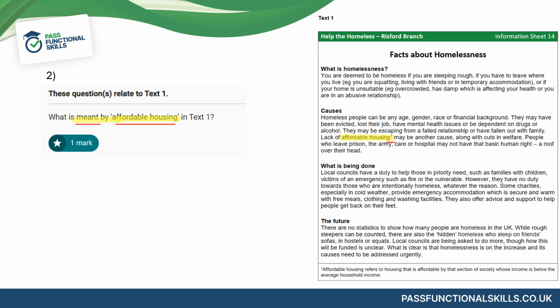And if you ever see something like this in the text, it means that it's a reference to a footnote. Now the footnote comes at the foot of the text, the bottom of the text. So we need to look for that little one at the bottom of the text, which we can see is here. So it says affordable housing refers to housing that is affordable by that section of society whose income is below the average household income. So the answer for this question would be exactly what it says in the footnote. So affordable housing means that housing can be afforded by people earning a low income.